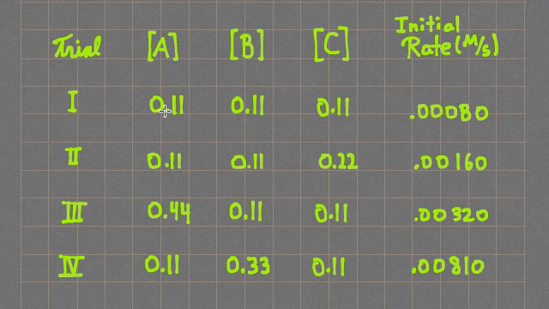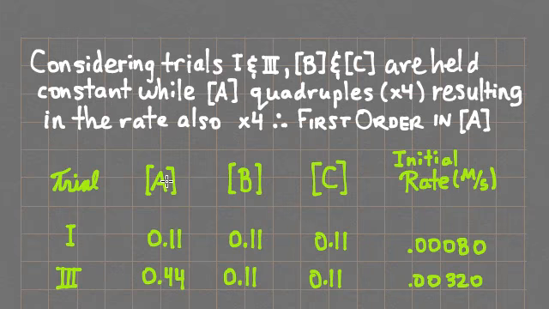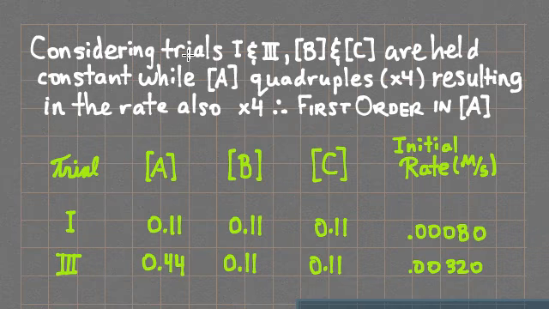So yes, since the same thing happens to the rate multiplicatively as happens to the concentration, and the others are held constant at 0.11 and 0.11, then it's also first order in A. Let me write that out. Considering trials 1 and 3, I held B and C constant, while A quadrupled, resulting in the rate also quadrupling. Sorry, that's terrible English. It's a run-on sentence, but I use it anyway. Okay, so that's a thinker, but the same thing happens to the rate as happens to the concentration over here, holding everything else constant. Tells me that it's first order in A as well.